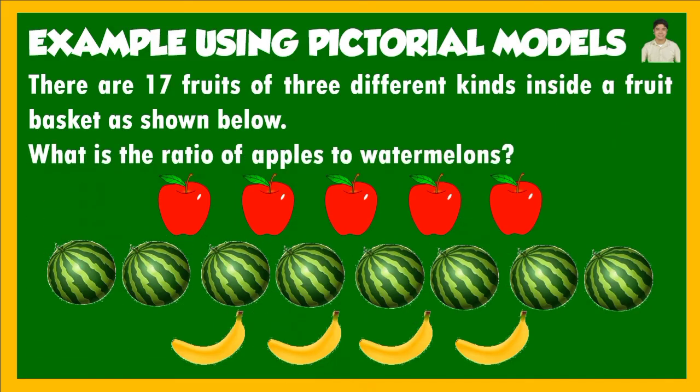So, what is the ratio of apples to watermelons? So, apples, 5, and then watermelons, 8. So, in word form, 5 is to 8. In column form, we have 5 colon 8. And then in fraction form, we have 8 over 5. Again, these are all correct.